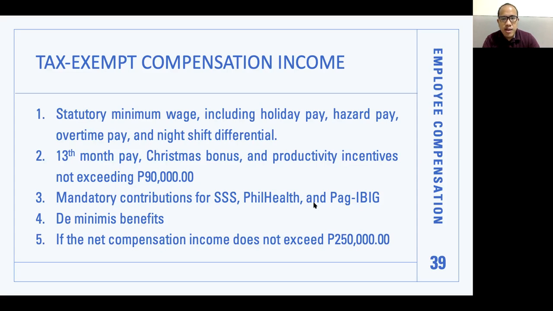If the net compensation income does not exceed 250,000, kasi di ba meron tayong rule sa TRAIN law na kapag in-apply mo yung tax table, yung first line ng tax table ay yun yung binabanggit essentially. Kapag hindi lumagpas ng 250,000, exempt yung iyong income. Actually, kahit hindi ito compensation income, kahit ano pa yung rental income, business income, in-apply lang natin dito since we are talking about employee compensation. If the net compensation income will not exceed 250,000, it will be exempt pursuant to the TRAIN law.